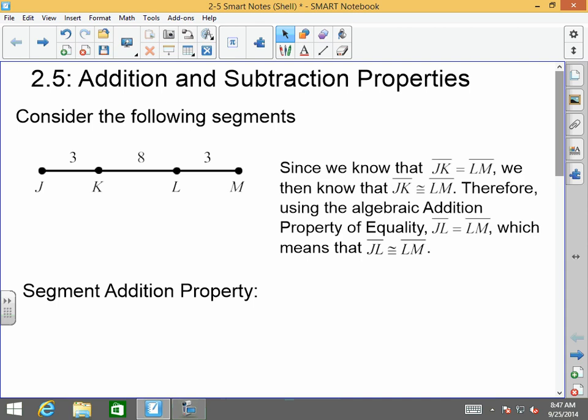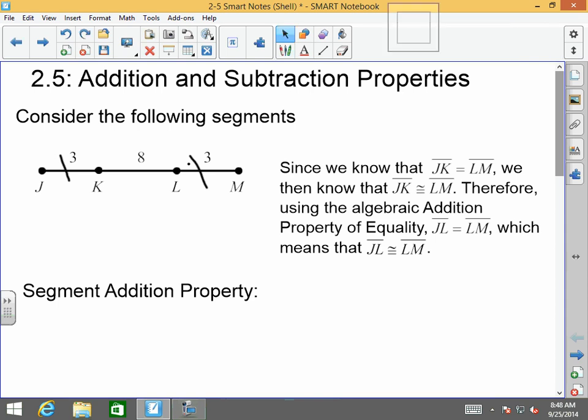Since we know that JK is congruent to LM, because remember, since JK is 3 and LM is 3, that means that their measures are equal. So if they're equal in measure, then we know that JK is congruent to LM. I put the two tick marks there because, as we know already, the tick marks represent that they are both congruent. Okay, so therefore, using algebraic addition property of equality, I can now say that JL is congruent to KM.